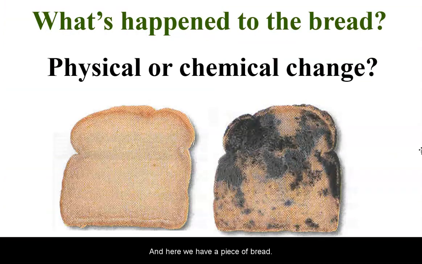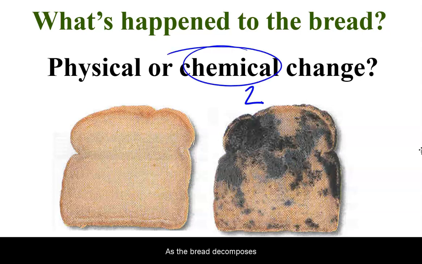And here we have a piece of bread, and here we have a piece of moldy bread. Is this a chemical or physical change? This is actually two chemical changes. As the bread decomposes and mold eats away at the sugar, water, and minerals in the bread, it breaks it down. Both are irreversible and both cause a stench to come from the decomposing bread. So it's going to be chemical.